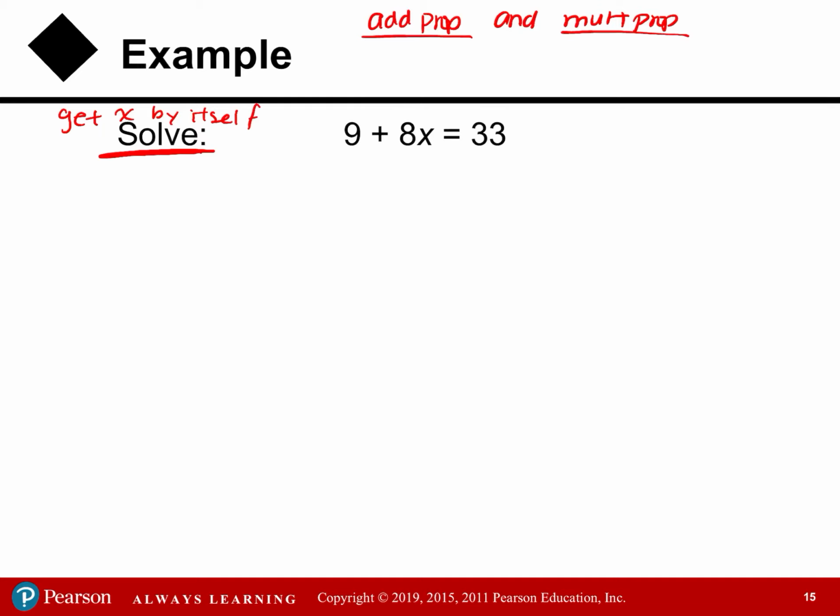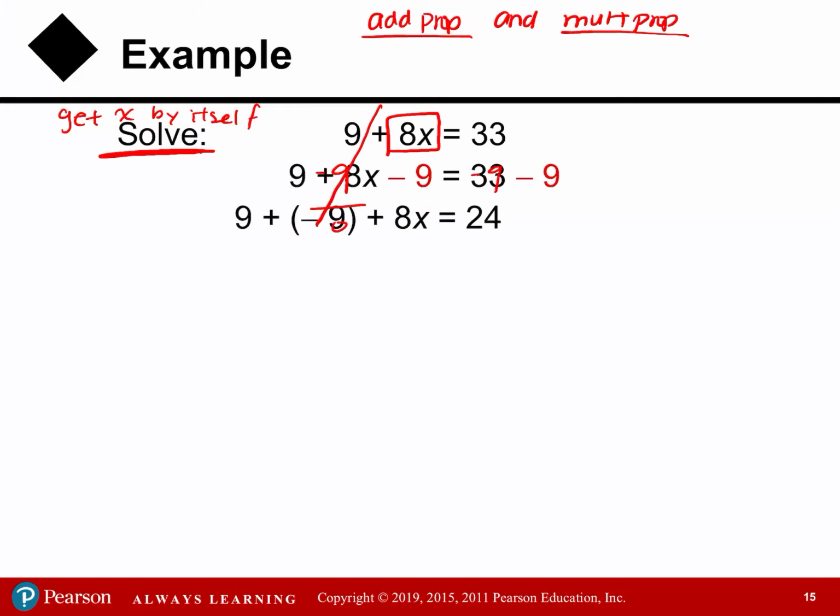So we want to get x by itself, but it's within this term. So let's get that term, that 8x, by itself. We can get it by itself by moving that 9. So we subtract 9 from both sides. And that will give us 0, so that's gone. And 33 minus 9 gives us 24.